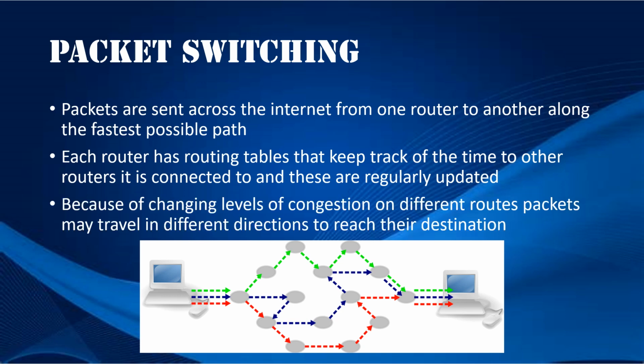Because of the changing levels of congestion on different routes, due to different routers placing multiple packets onto multiple routes at the same time, packets may travel in different directions to reach their destination. That is, by the time the second packet is ready to be sent, the fastest route may have changed, and so it will be sent a different direction to the first packet.